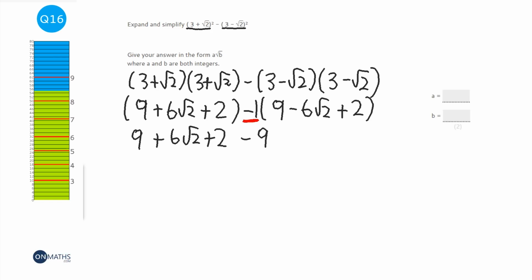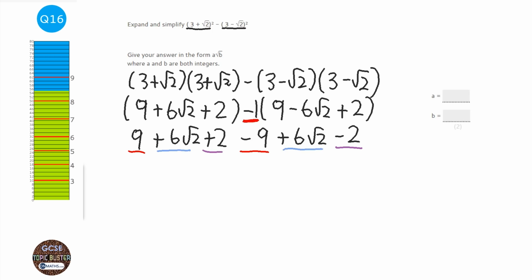The second one is, well, minus times a minus is a positive 6 root 2. And then a minus times a positive is a minus, so minus 2. That means that we can cancel out the 9s there. We can cancel out the 2s there. And all we're really collecting here are the roots. So 6 root 2 plus 6 root 2 is 12 root 2.